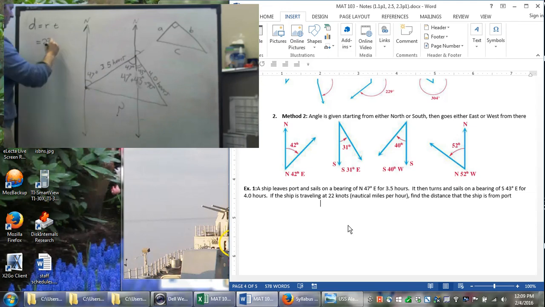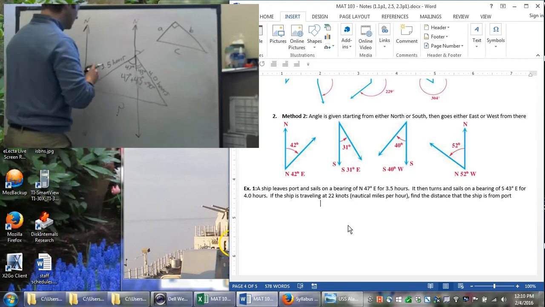We go north 47 east. So there's the northern direction, and we're going to go in the eastern direction. 47 degrees, so the whole thing's 90 degrees, right? All of these are right triangles. These are all right angles, 90-degree angles. Okay, so that's a 90-degree angle. 47 is just a little past halfway.